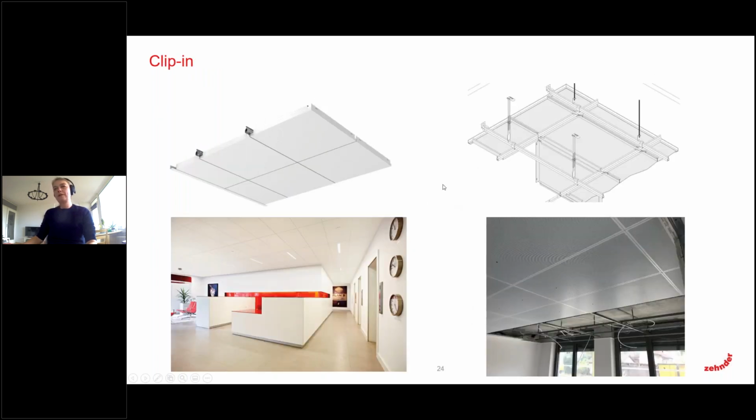The next one is quite interesting, especially from an architectural point of view, because it's possible to have no visible substructure at all. So this is completely invisible from the room below. You also use the quite standard structures for drywall, and then the panels, you can see it here a little bit, are just, as the name says, clipped in from below. So this is the version for the clip-in.